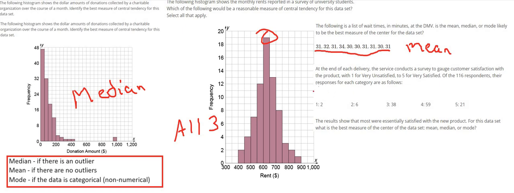And the last one, we got this: at the end of each delivery, the service conducts a survey to gauge customer satisfaction, 1 to 5. These are actually categories, so that means we want to use mode. Because the numbers aren't, like, saying you're a 3 versus a 1 doesn't mean you're 3 times less or more happy. They're just little categories because we could have called them A, B, C, D, E. So mode because it's categorical.